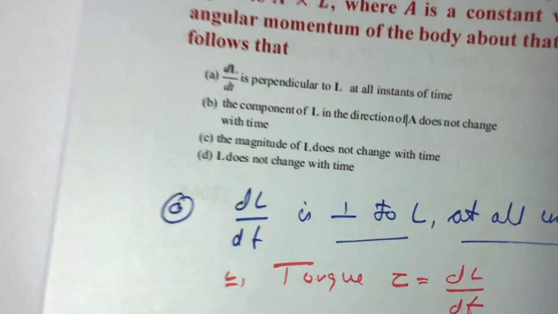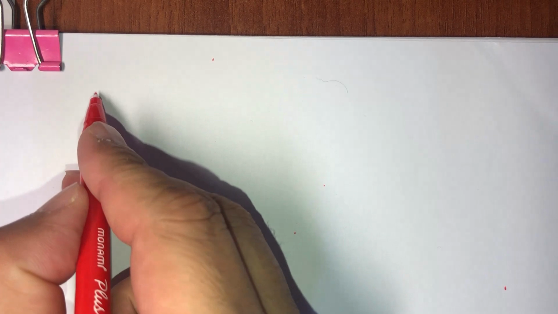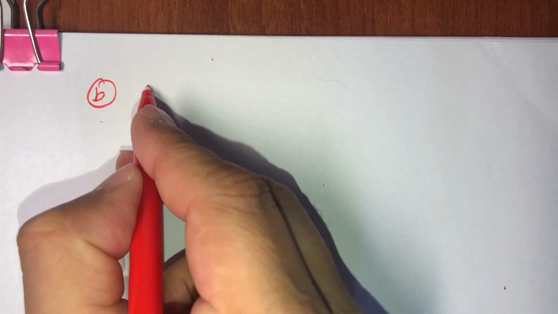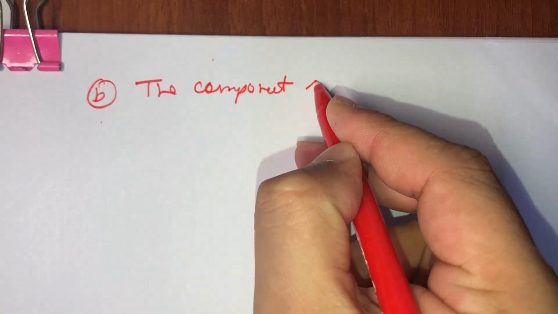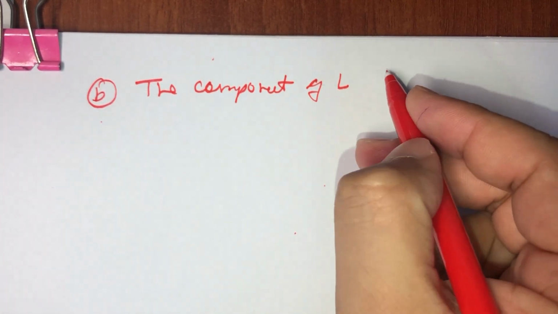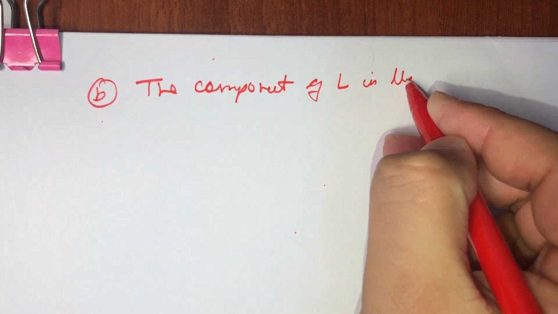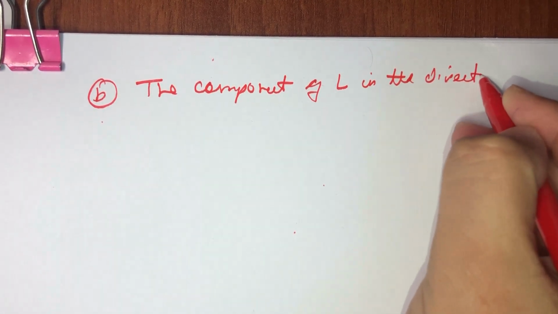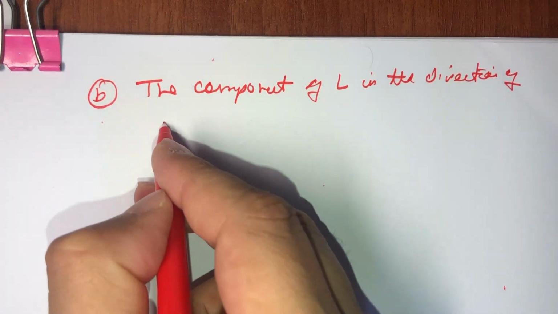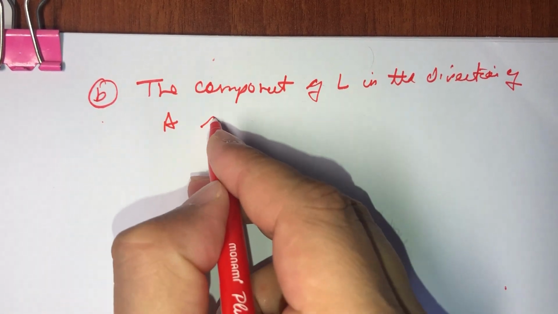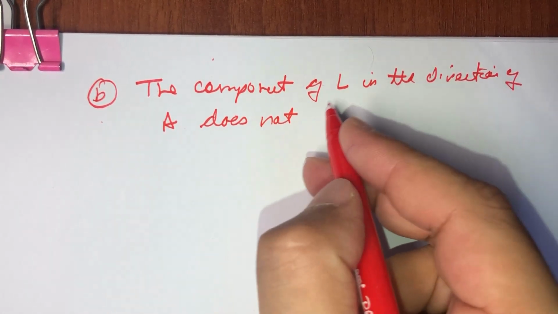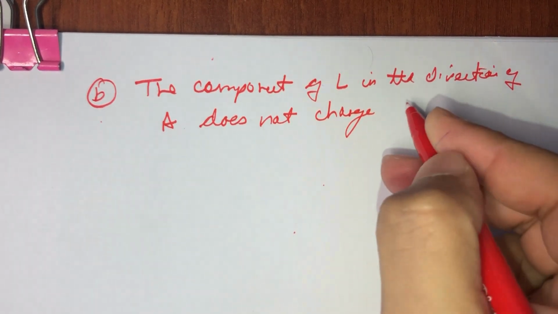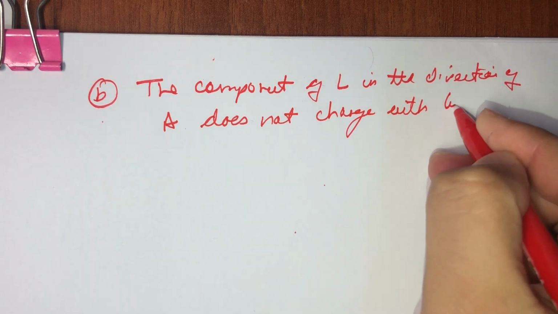So now let us find out statement B. And statement B is given as: the component of L in the direction of A does not change with time.